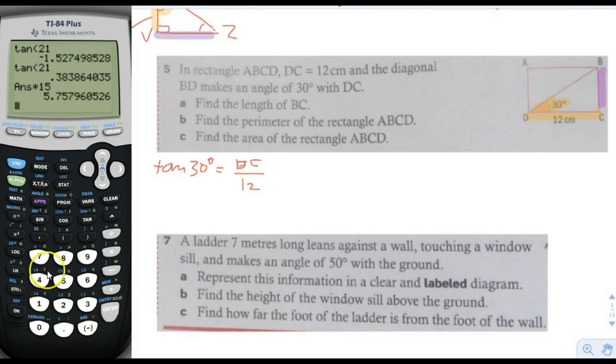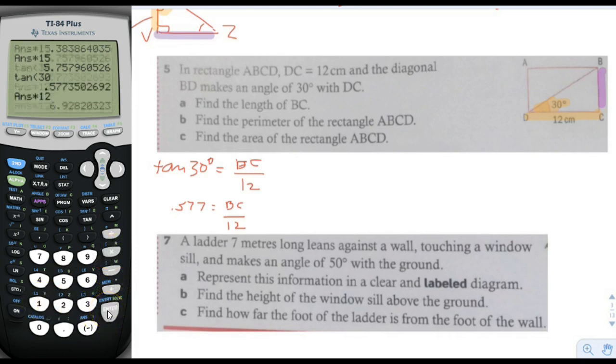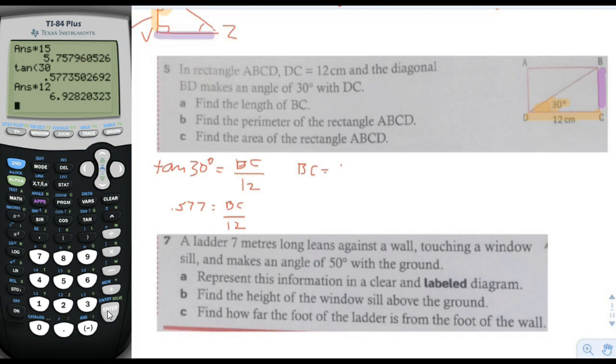Okay? And then we're going to solve for BC. First of all, what's the tangent of 30? Tangent of 30 degrees is 0.577. So I'm going to have 0.577 equals BC divided by 12. I'm going to multiply both sides by 12, so I'm going to have 0.577 times 12. That gives me 6.93. So BC is equal to 6.93. That's the answer, part A.